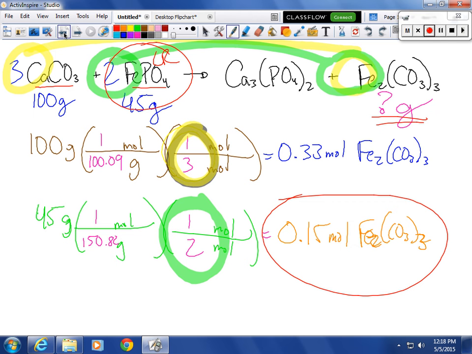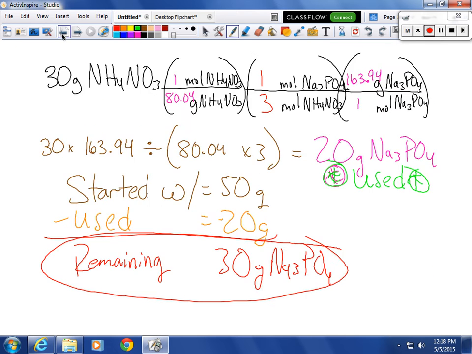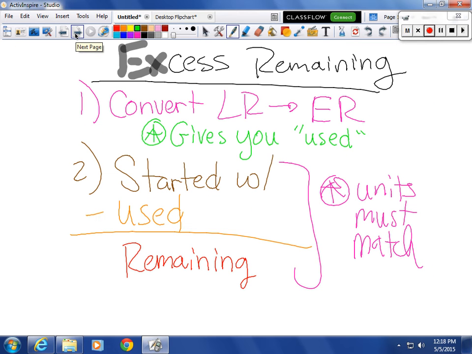Okay. Last part. Now I've got to find out how much excess remains. So of my 45 grams, that's my limiting reactant, how much of it will be left? What happens to your limiting reactant? It runs out. It'll be zero. It'll be depleted, right? Well, I have some of that 100 left over. Yes, so I've got to figure out how much of it's left over. So how do I solve for how much remains? Convert LR to ER. That's used, and then subtracted from what you started with. Okay?